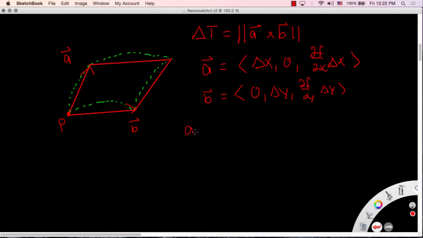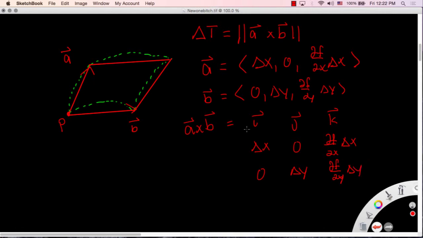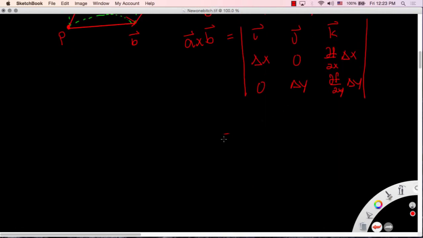And we'll want to take a cross product, doing the determinant, and computing the determinant. That should be a negative, sorry.